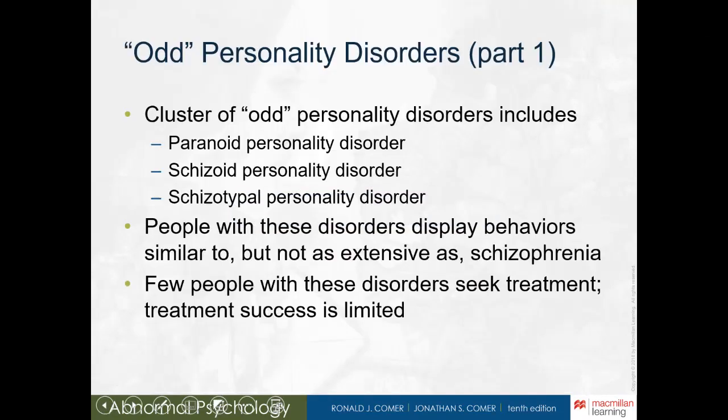Okay, so let's break down the clusters and let's break down the personality disorders within each cluster. The first cluster that we're going to be looking at are odd personality disorders, which includes paranoid personality disorder, schizoid personality disorder, and schizotypal personality disorder. So people with these disorders display behavior similar to, but not as extensive as schizophrenia. And when we look at these behaviors, they're going to include things like extreme suspiciousness, social withdrawal, and peculiar ways of thinking and perceiving things. These behaviors typically leave the person isolated. Some clinicians believe that these disorders are actually related to schizophrenia, so they call them schizophrenia spectrum disorders.